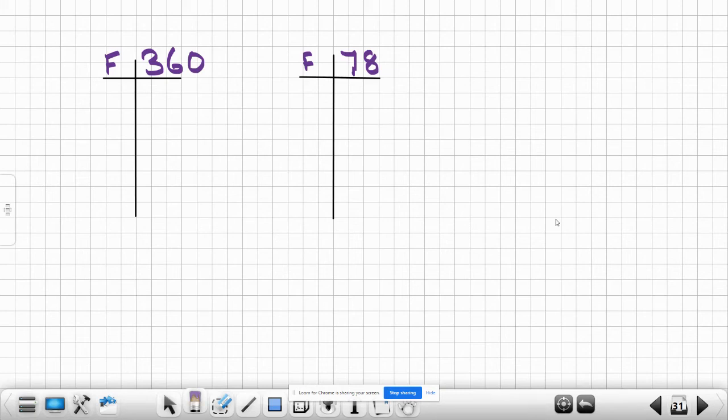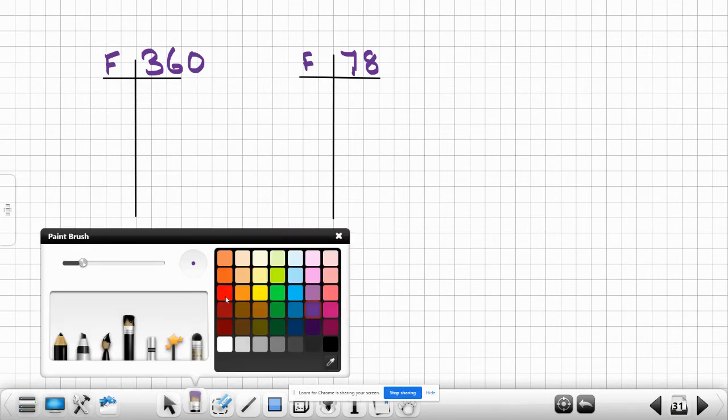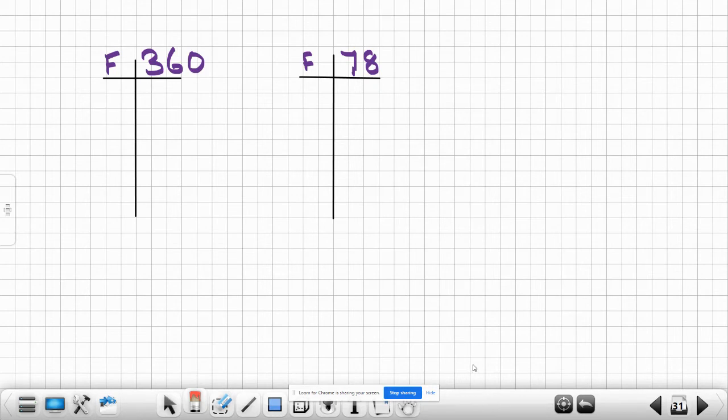Hi, this video is a continuation from my previous video where we looked at writing numbers as a product of their prime factors. And what we're going to do in this video is see how we can use that to look at two numbers or more and find out what is the highest common factor. So what is the biggest factor that two numbers have in common?